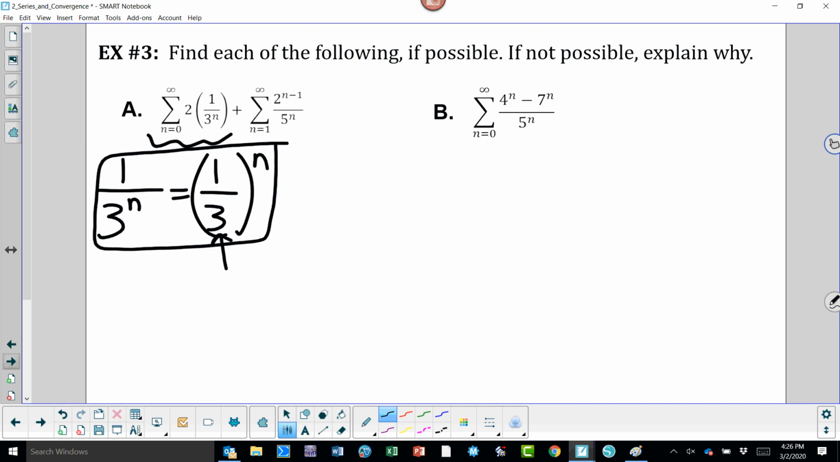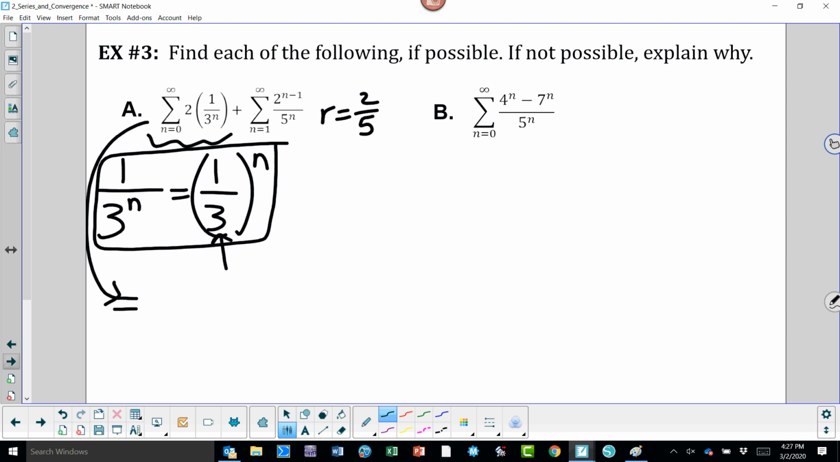For the second one, I need to look at it a little bit. Even though the top and the bottom superscripts are not the same, like one is n minus 1 and one is n, it's not going to matter. I'm still multiplying the top by 2 and the bottom by 5 every single time. So this is going to have an r of 2/5. That's still going to be your ratio, so that one also converges. Since they both converge, I can actually find the sum.